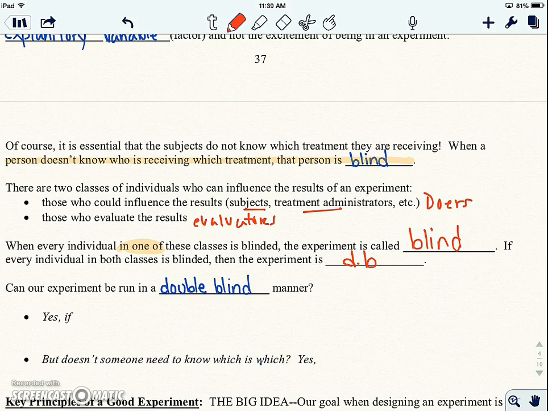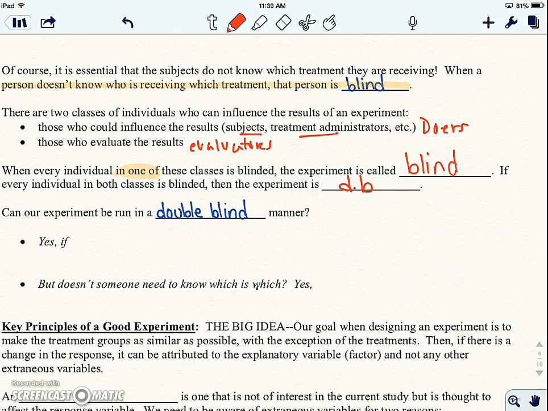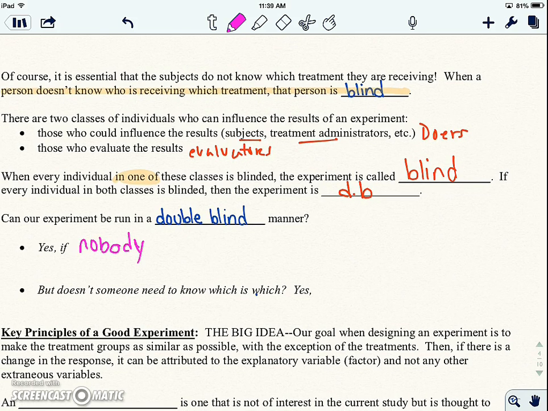Can our experiment be run in a double blind manner? The answer is yes, if nobody knows who got caffeine. So maybe we have 3 students that set this up, and they split up the caffeine and the caffeine-free Coke, and then they put them all in the same cups and give them to the people in the room and say, this is how you're going to administer it. Then those guys leave. They do nothing else with the experiment. So the people in the room administer it.